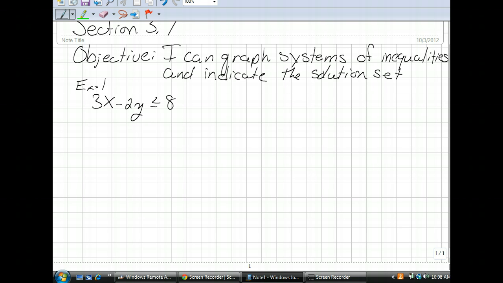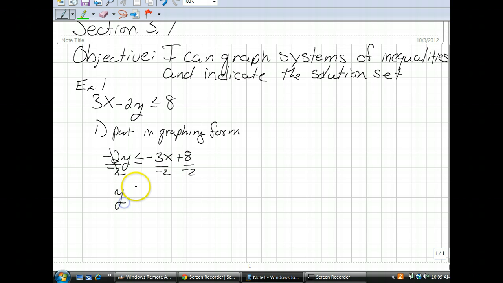So step number 1, put in graphing form. That's step number 1. So we would subtract 3x from both sides, so we get negative 2y is less than or equal to negative 3x plus 8. Then we would divide both sides by negative 2. And since it's an inequality, remember to flip the inequality because you divided by a negative. Okay, now we have the equation in graphing form.